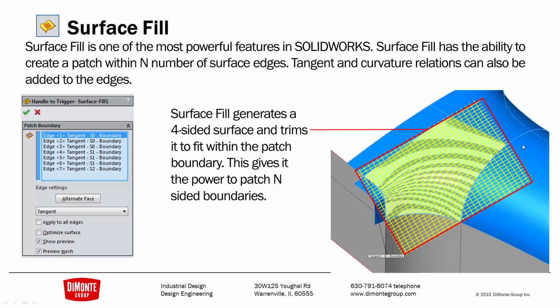What surface fill does is it generates a large 4-sided surface and trims it back. Here in this yellow grid outlined by the red rectangle, we see the actual shape that the surface fill is generating, and then it's being trimmed back. I can turn the preview mesh on and off to see what this preview looks like.